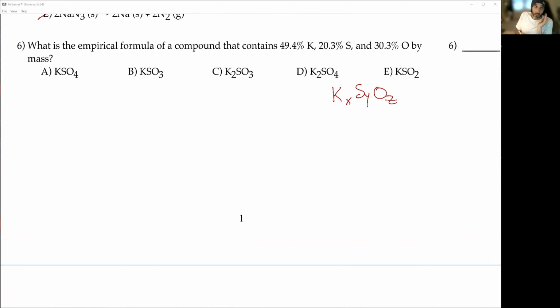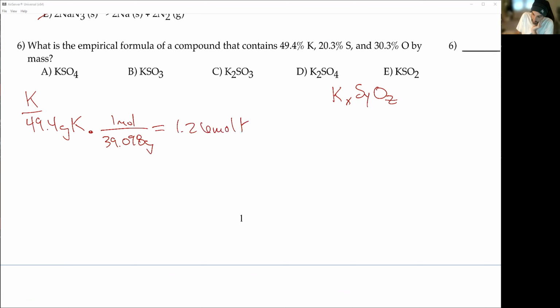We could go through and calculate all of those, or we could just do it properly. Here's my potassium, and I know that I have 49.5%. But if we assume we have 100 grams, we can just assume that we have 49.4 grams of potassium. Convert it: 1 mole over 39.098 grams, that's the molar mass of potassium. You end up with 1.26 moles of potassium.